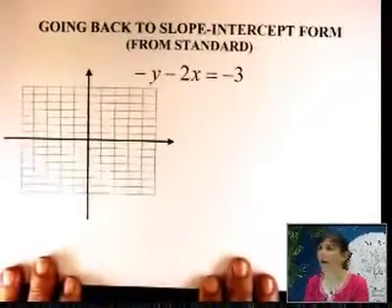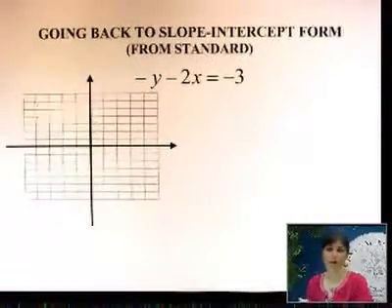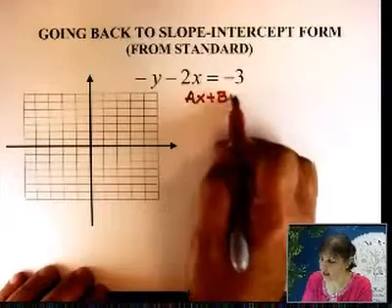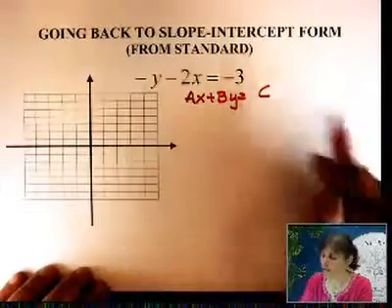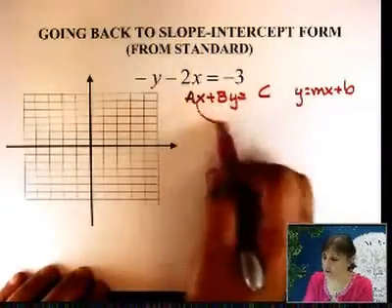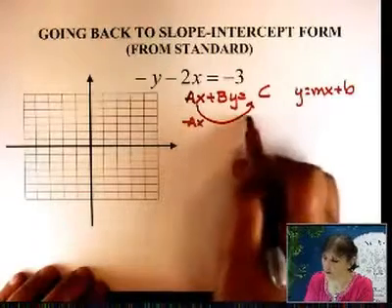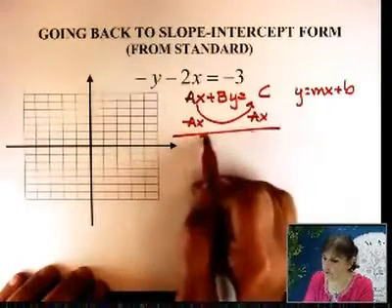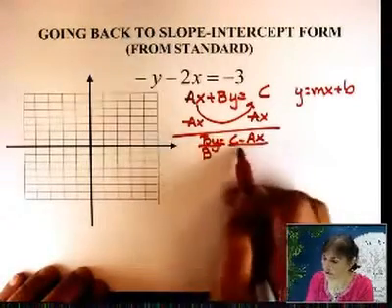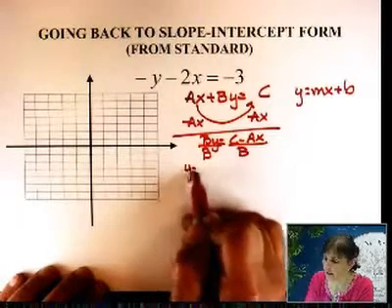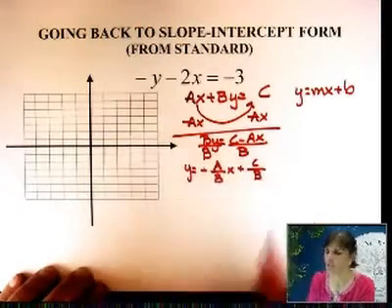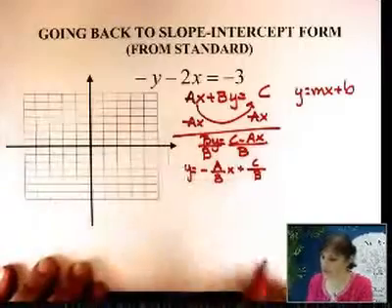Okay, now, what happens when I have it in the standard form and I want to go back to slope-intercept form? Standard form is like that. X and y on one side, and then you have a number on the other. And if I want to go to this form, what am I going to do? I need to move this over. Then you're going to have By equals C minus Ax, and then you isolate y. And that will give you y equals negative A over B x plus C over B. So let's do that with this example.